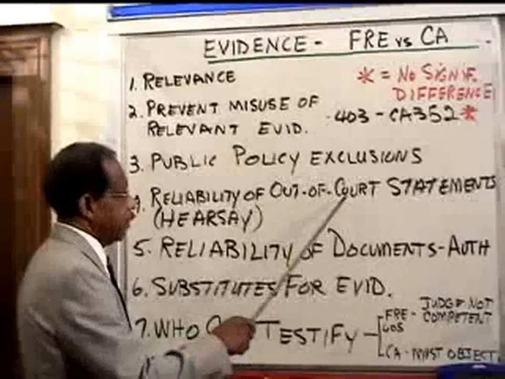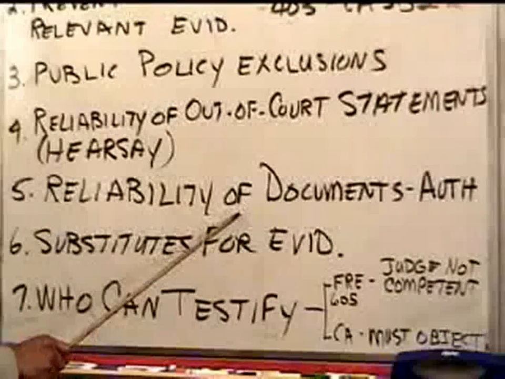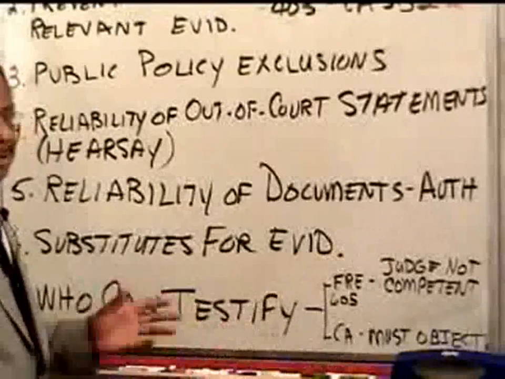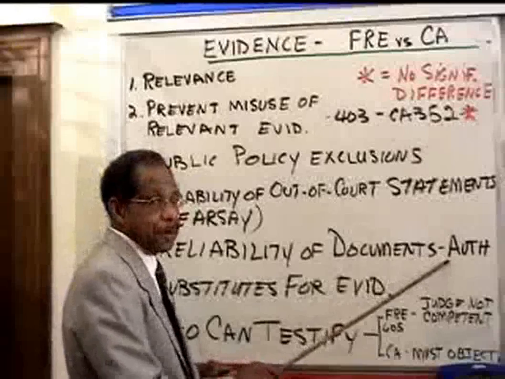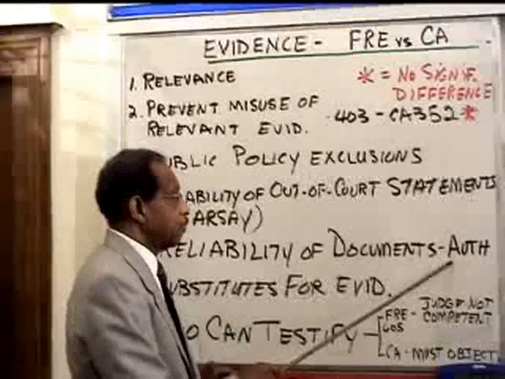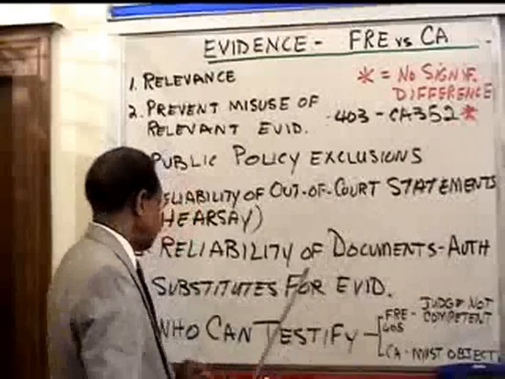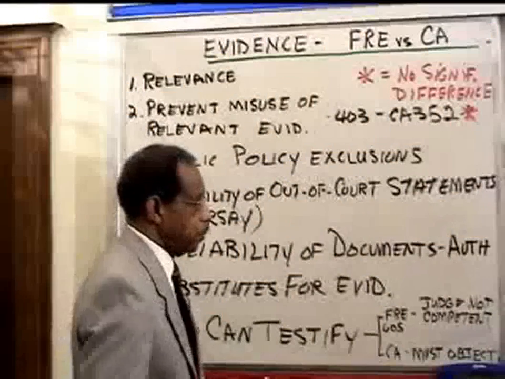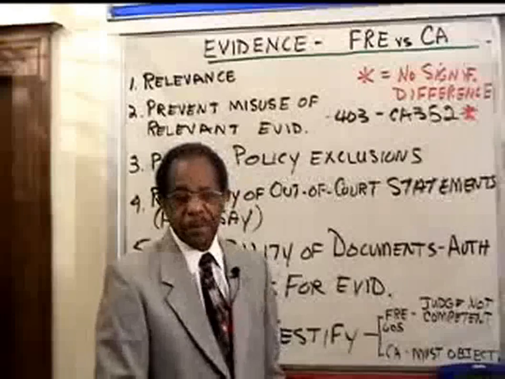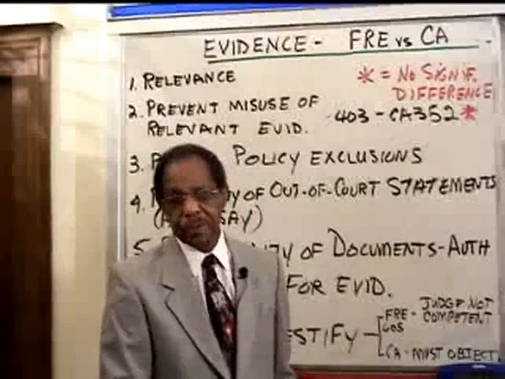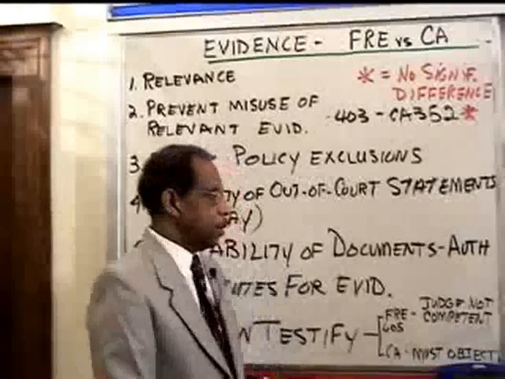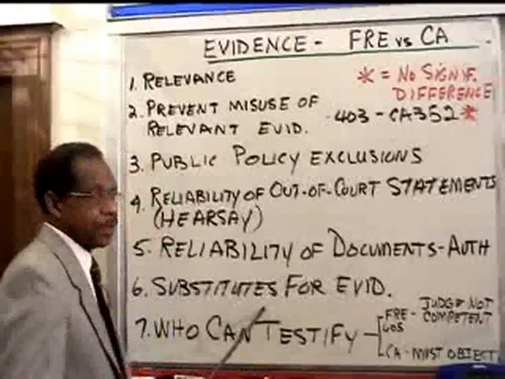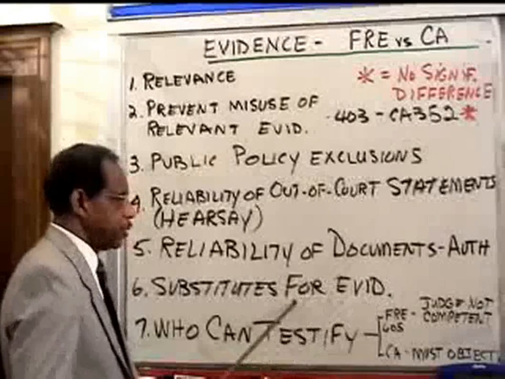Next, after reliability of the out-of-court statements, comes the reliability of documents. And of course, documents need to be authenticated. That's our first step in reliability of documents. And we will look at the federal rules of evidence regarding authentication versus the California rules regarding authentication. Next comes some substitutes for evidence. Now, people may disagree about what to call these, but I'm speaking of such things as judicial notice, presumptions, that sort of thing, which is not really a kind of evidence but a substitute for evidence. I don't have a better name for it, but we will compare the federal rules and the California rules regarding those kinds of evidence substitutes.